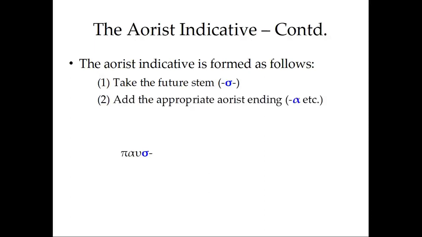Step 2, we add the appropriate aorist ending. We do have some new endings to learn here. The first person singular happens to be alpha. And then finally, add the past augment. In all past tenses in Greek, we add that past augment, which, with a verb like this that begins with a consonant, is simply going to be epsilon. So, epausa, I stopped, period. Not I was stopping, or I tried to stop, or I began to stop, but simply I stopped.